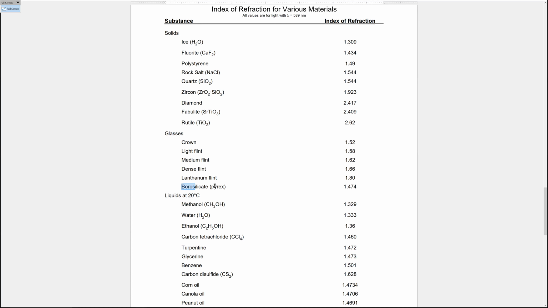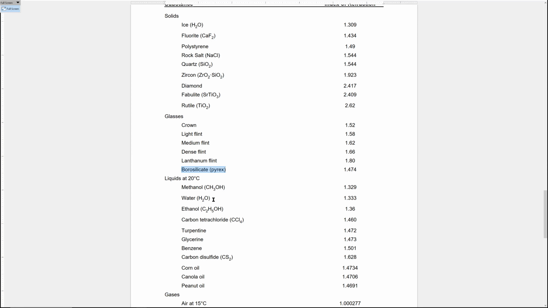One of the advantages of the old Pyrex was that it didn't expand and contract as much when exposed to temperature changes, and so it was less likely to shatter, so it made good bakeware and stuff. But now a lot of the stuff they sell isn't borosilicate glass anymore, and so it doesn't have the same thermal properties. Anyway, various liquids, water 1.333. We'll use water as a medium for stuff to go into a lot of times, so that's just helpful to remember.